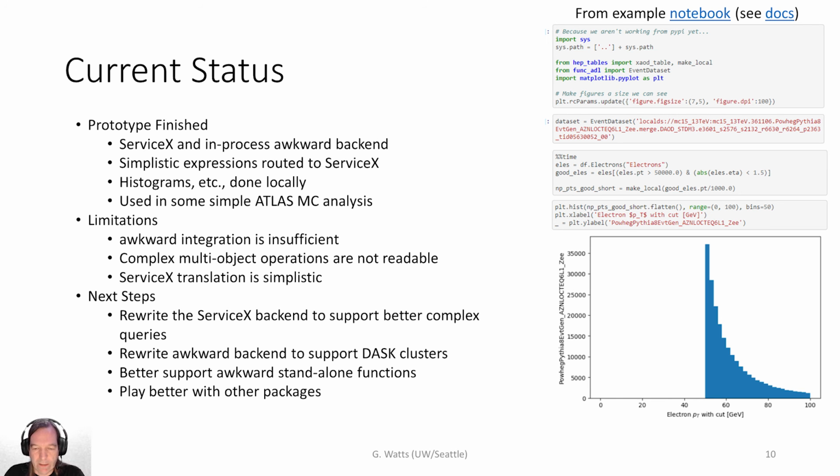The awkward backend needs to be rewritten to support Dask clusters. A prototype of this already exists outside of the heptables package. A strategy to better support awkward arrays' standalone functions must also be developed. Finally, it should support rendering data in other forms besides histograms or awkward arrays that are in process, for example, distributed Dask arrays. This will allow it to play better with other packages in the scientific ecosystem like Seaborn.